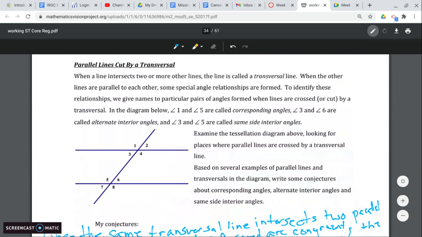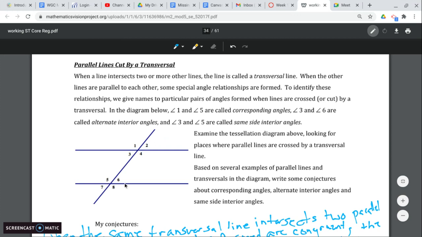All right, and the last thing you need to know about is parallel lines cut by a transversal. When a line intersects two or more other lines, the line is called a transversal. That's this diagonal line right here. It does not have to be diagonal, but it is in this case. When the other lines are parallel to each other, some special angle relationships are formed. To identify these relationships, we give names to particular pairs of angles formed when lines are cut by a transversal. In the diagram below, angles 1 and 5 are corresponding angles, in the same relative position. 3 and 7 are corresponding, 2 and 6, 4 and 8. Those are all corresponding angles.